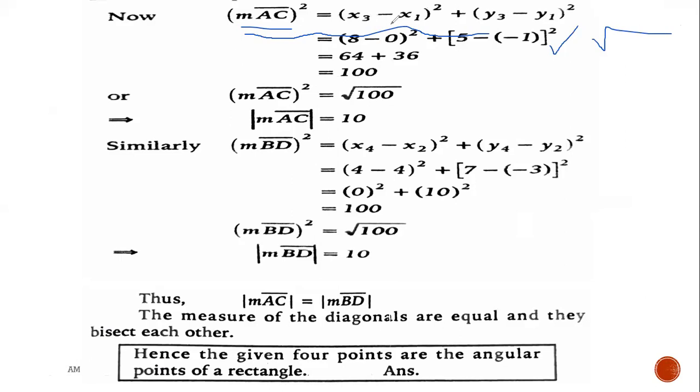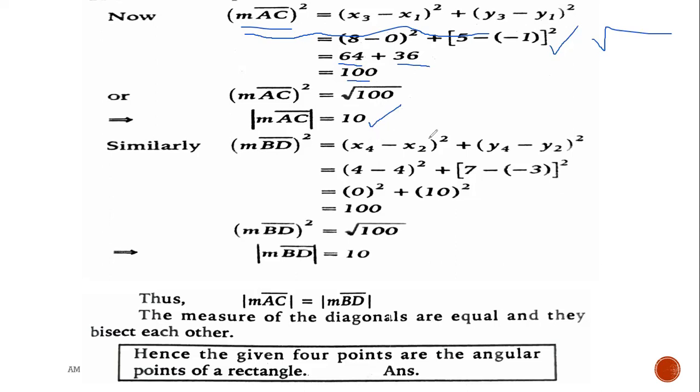Value of x3 is 8, value of x1 is 0, value of y3 is 5, value of y1 is minus 1. So 8 minus 0, 8, 8 square 64. Negative, negative, positive. 5 plus 1, 6, 6 square 36. And their sum is 100. Now take a square root both sides, and the square root of 100 is 10. So the length of the first diagonal AC is 10.